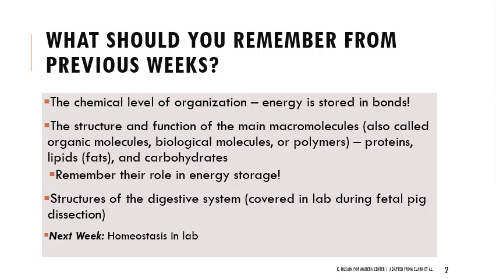So keeping in mind from previous weeks, you should be thinking about the chemical level of organization. Remember that energy is stored in bonds, and when we consume food, we are indirectly consuming energy because the nutrients in our food eventually get cycled into metabolic processes that give us the ATP that's very crucial for our cells to be powered. We also get structural components from our food. So the main macromolecules, those carbohydrates, fats, proteins. We also refer to them as organic molecules or biological molecules or polymers. Those are all found in food and they have different relative amounts of energy storage in them. We'll talk about some other micronutrients as well.